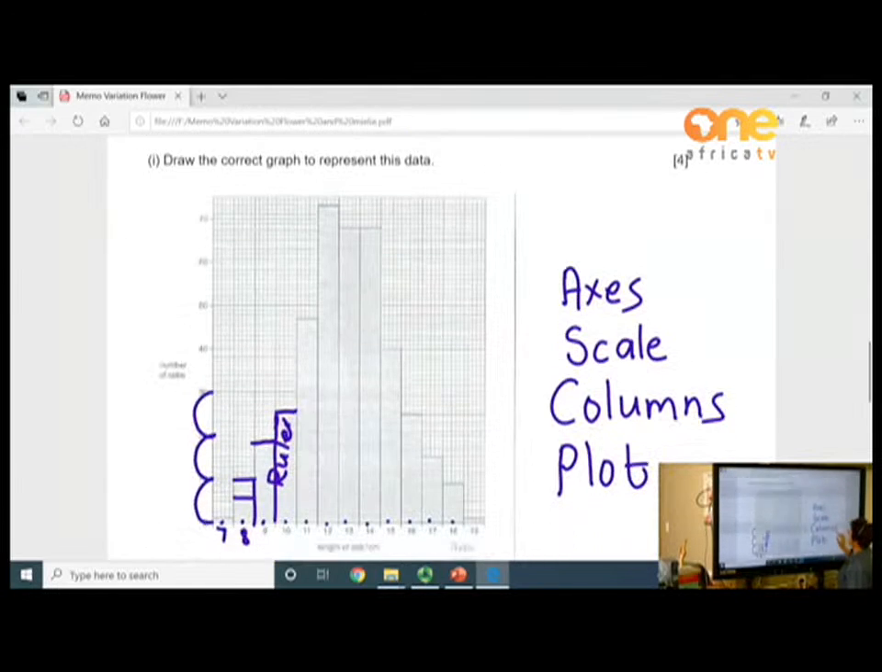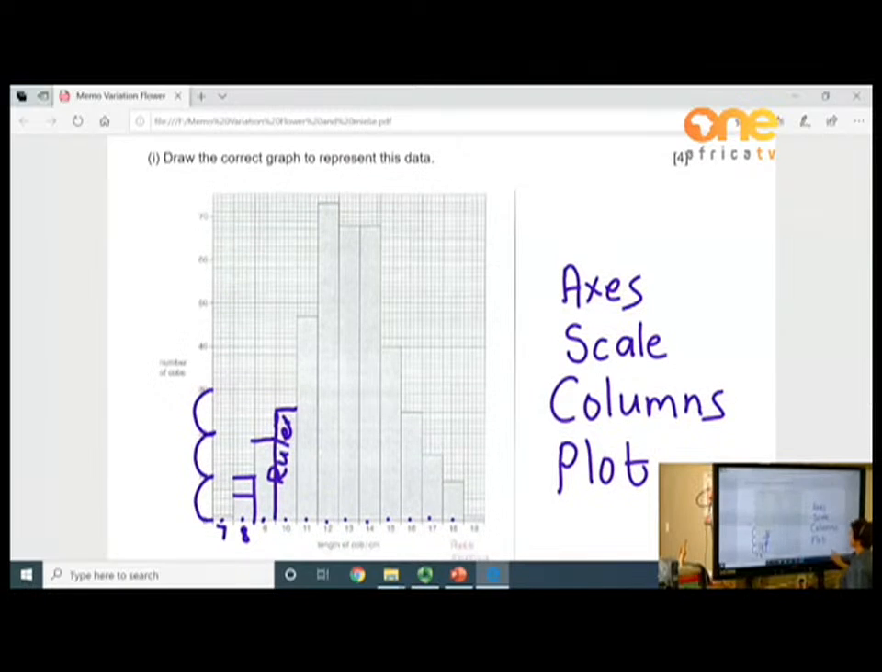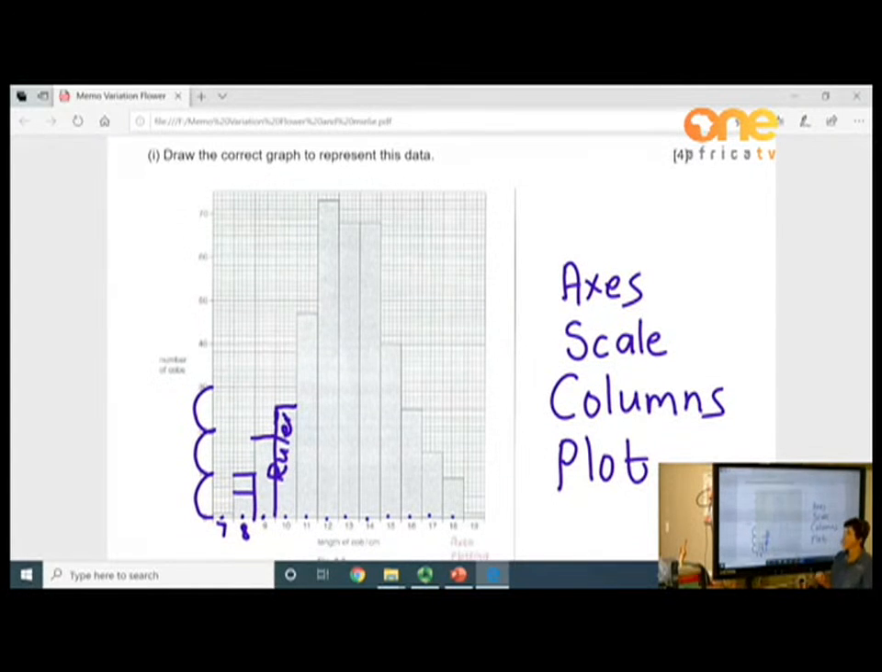And we draw a histogram. You will get a mark for having length of cob here and number of cobs there. We did not sort this into ranges because it was a small amount that we were working with. We did not start at 1 centimeter and 100 centimeter. No, we had only 8 different. Shortest extreme was 7 and the largest was 19. Therefore, we could have written it like this.